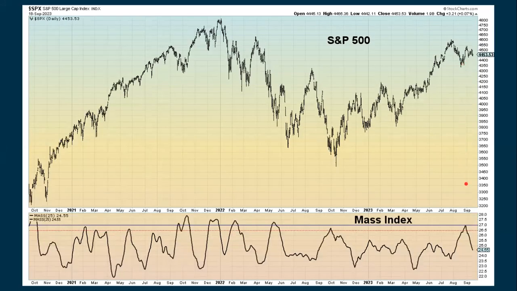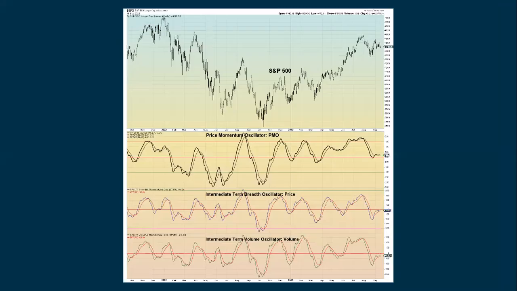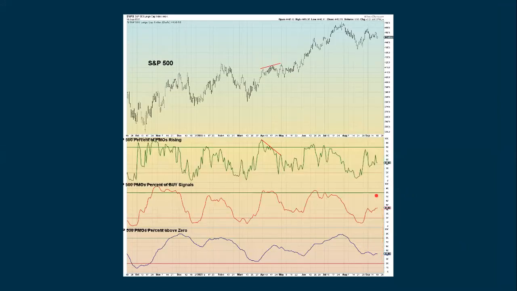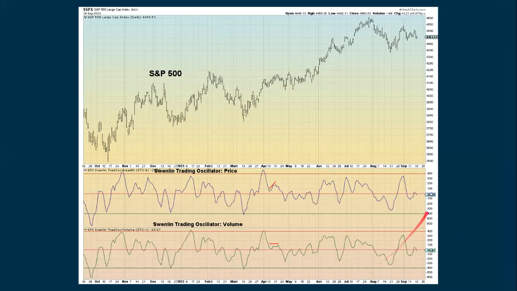The mass index, we're just kind of waiting to see if some kind of a signal had been triggered. We're getting kind of far away from that. So the more we move away from this, the more irrelevant it becomes. The PMO continues to go sideways as far as momentum, rolling over based on price, still positive based on volume, but showing some weakness. With our PMO study, we're not really changing all that much with the PMOs that are rising. A little bit of an improvement with the buy signals, but rolling over with the PMOs that are above zero. And the Swenlin trading oscillator, this is also turning more negative, dropping below zero based on price and volume.